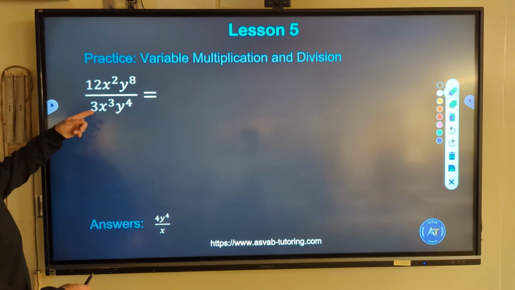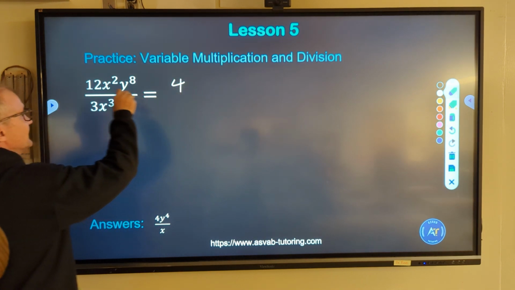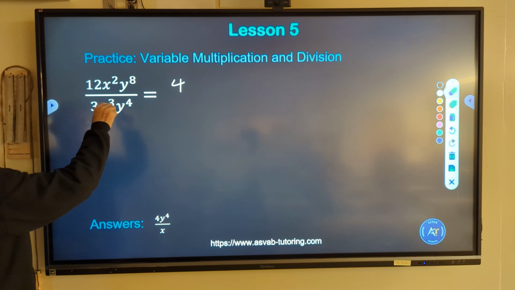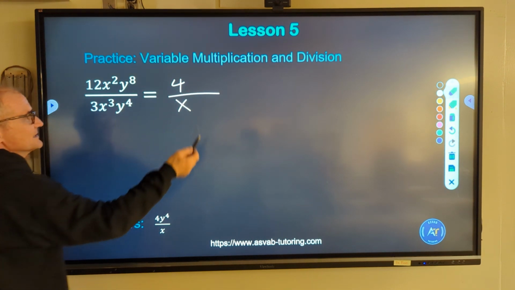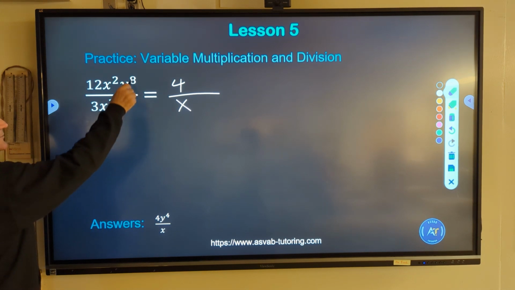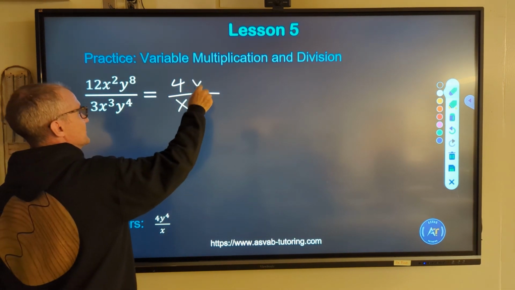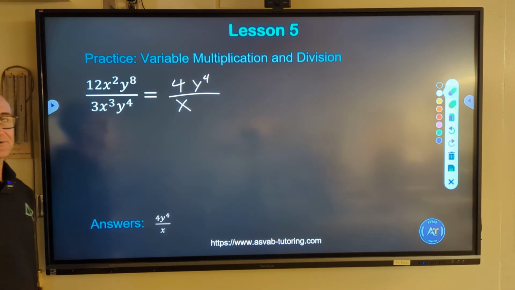Okay, 3 goes in here 1 time, 3 goes in here 4 times. That's going to give me a 4. X to the 2, x to the 3, x to the negative 1 in the numerator, or x to the positive 1 in the denominator. Y to the 8 over y to the 4. 8 minus 4 is 4. Y to the 4th in the numerator at the top to give me 4y to the 4th over x.